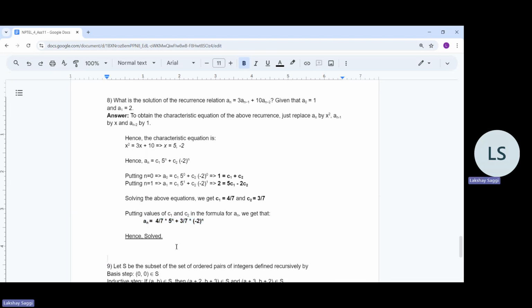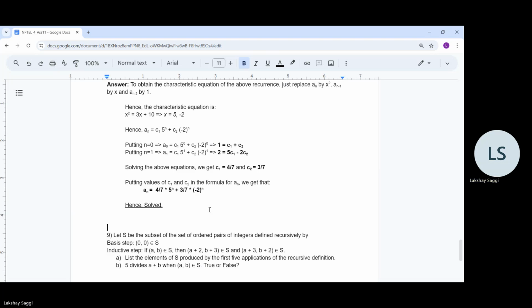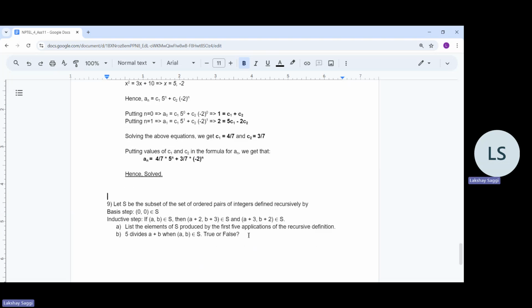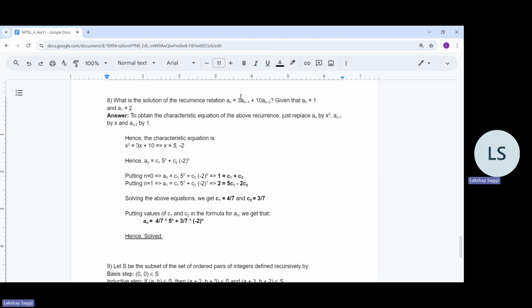So this brings us to the last question of the day, the ninth question, which I prepared. This is again not too difficult a question, but it shows recursion in a different manner. Till now we have discussed recursive formulas for numbers, like an equals 3 times an minus 1 plus n times an minus 2. So we are given some numbers, and from those numbers we obtain a recursive formula to obtain other numbers.